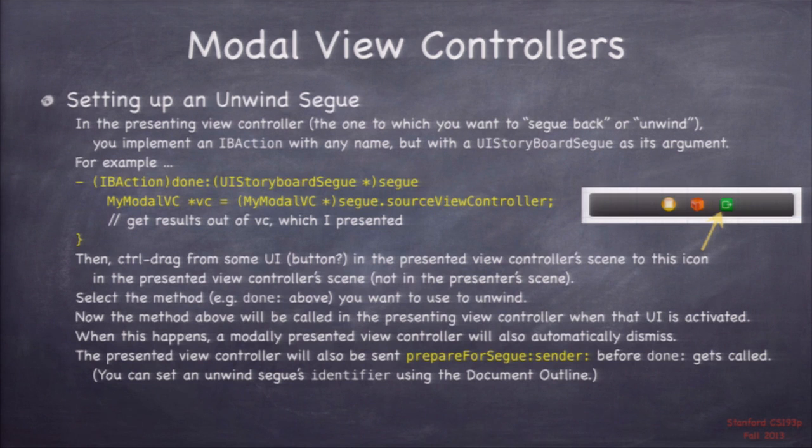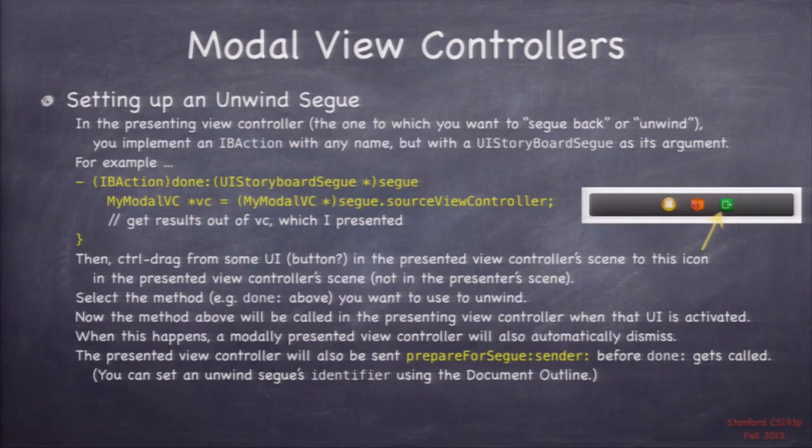Okay, so creating that method is the most important thing to do, and just the very creation of that method will automatically make Xcode realize that you can unwind to that view controller. If a view controller has this kind of method, IB action, any name, takes a UI storyboard segue, that view controller can now be unwound to. Okay, so any view controller that that view controller presents can unwind back to it.